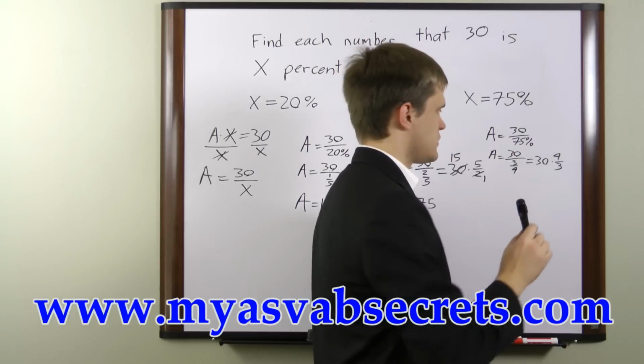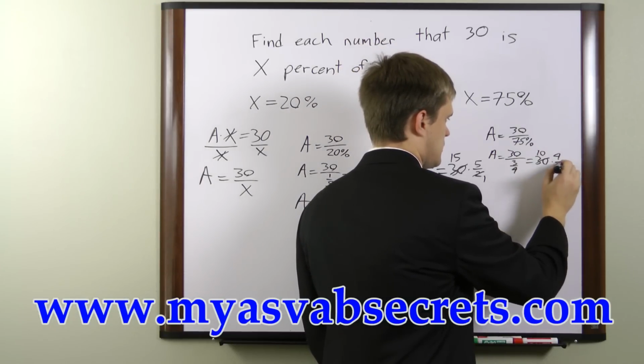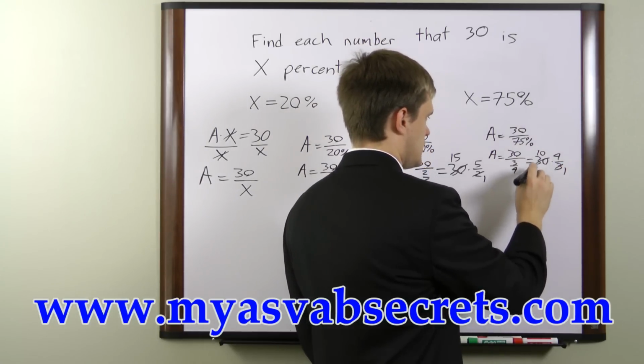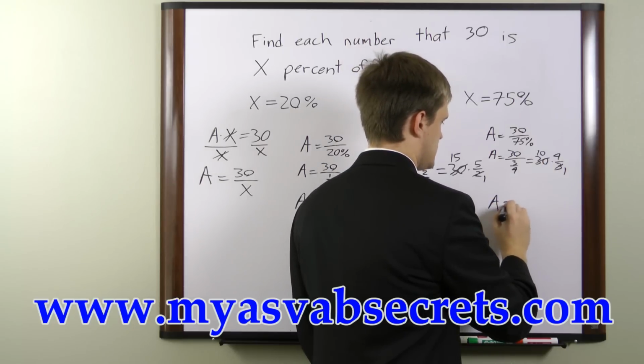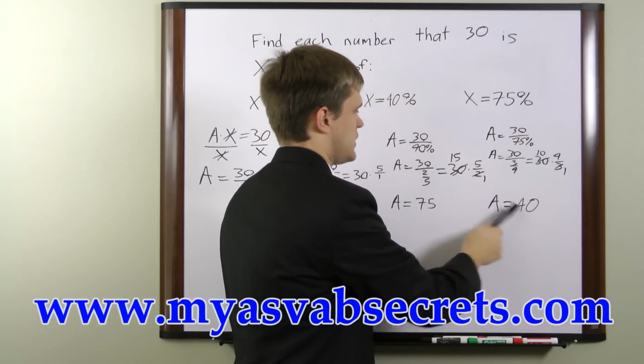Once again, we can cancel. We'll divide 30 by 3 to get 10, and 3 by 3 to get 1. So all we're left with here is 10 times 4, which is 40. So 30 is 75% of 40.